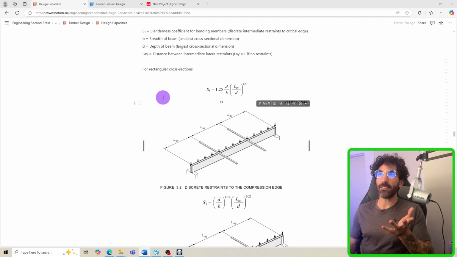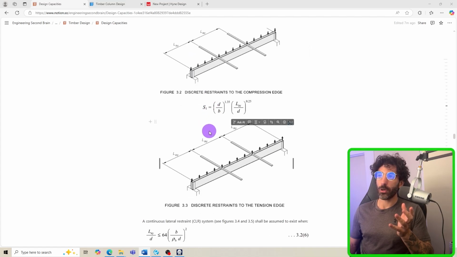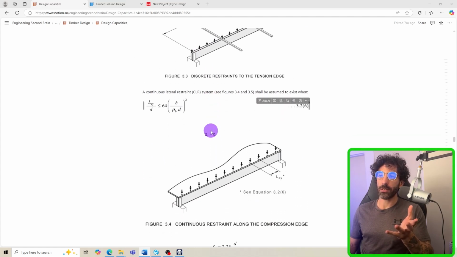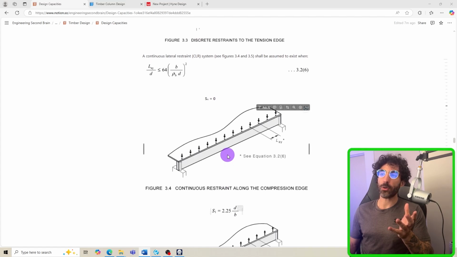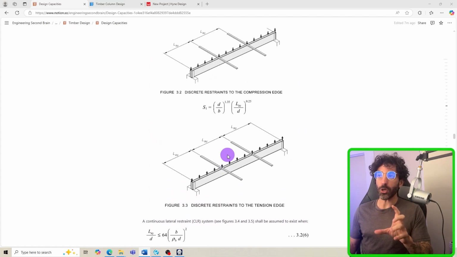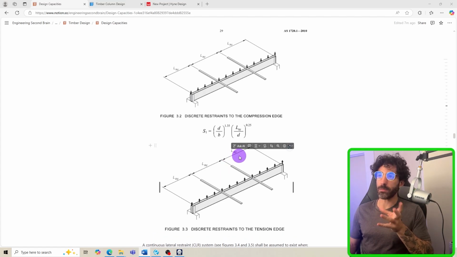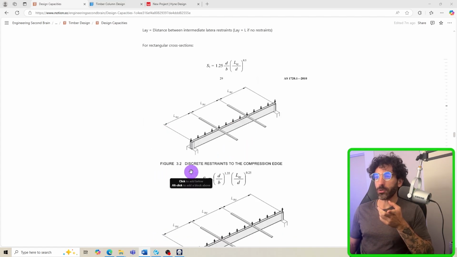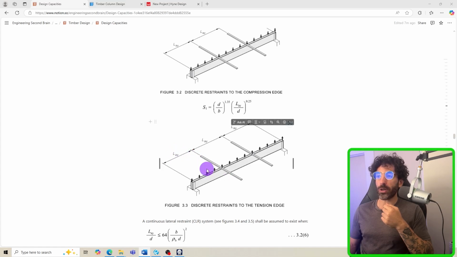So essentially we have to work out S1, which is the slenderness coefficient, and for each scenario we have a different equation to find S1. And these equations are all for beams of rectangular cross section, so they're a little bit different if you're using I-beams or I-joists. In Figure 3.2, we have discrete restraints to the compression edge, so we're going to use this formula. If the restraints are to the tension edge, we should use this formula to find S1.